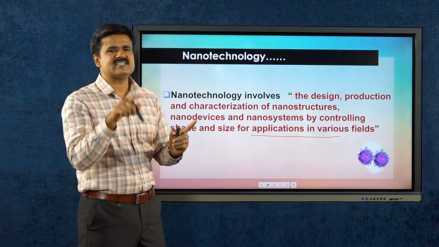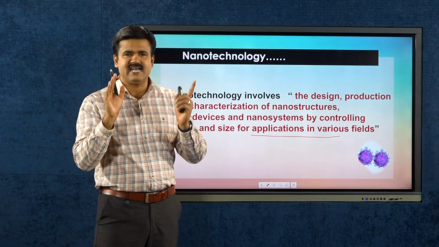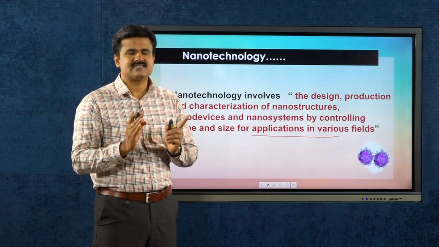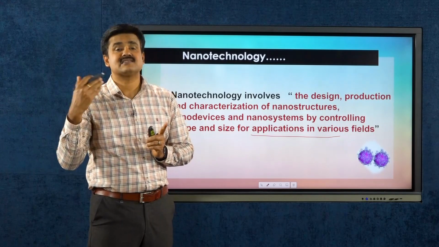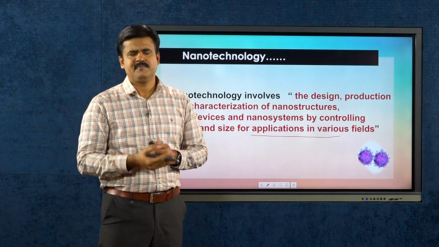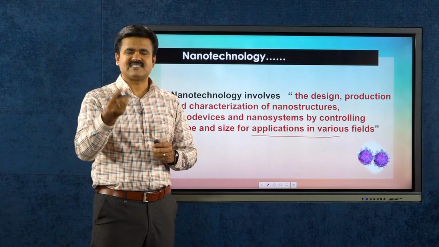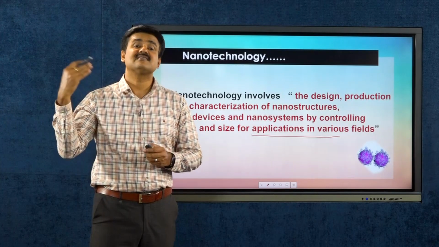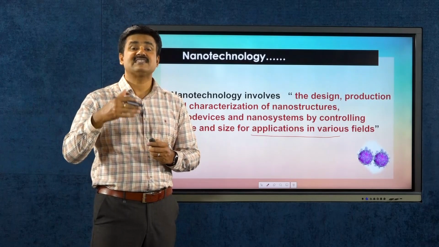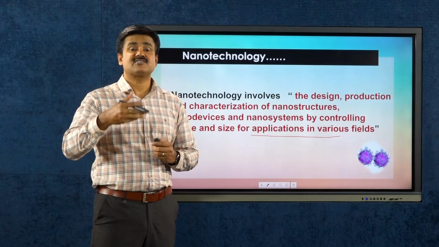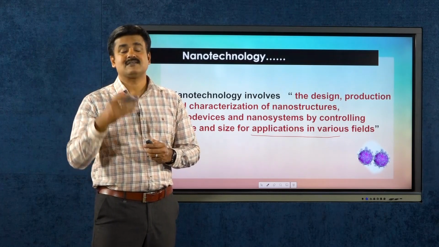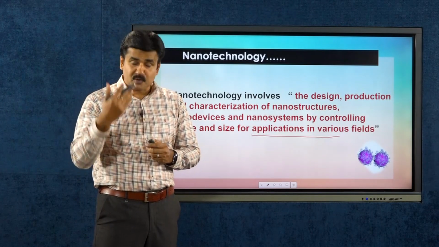We are constructing different nanosystems and nanostructures, and the ultimate aim is to apply them in various fields. For example, we can take nanosystems, nanoparticles, and use them for sensor applications, for the detection of toxic components, toxic metal ions, and explosives.